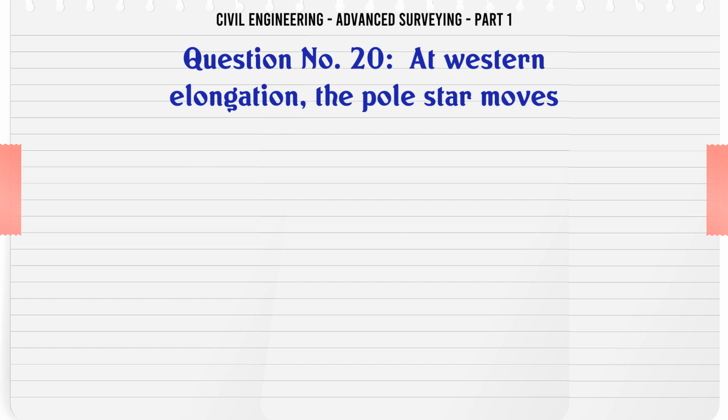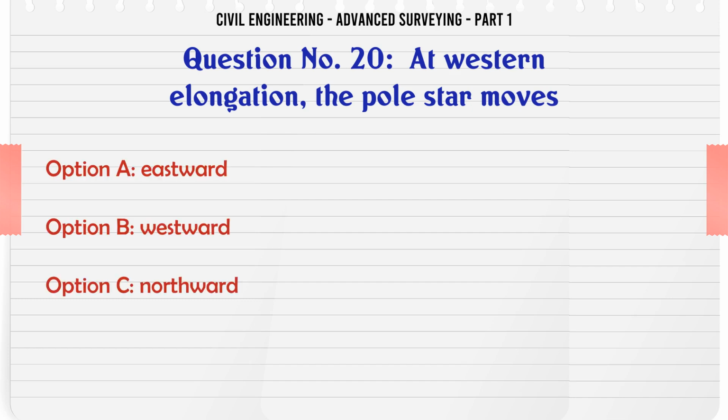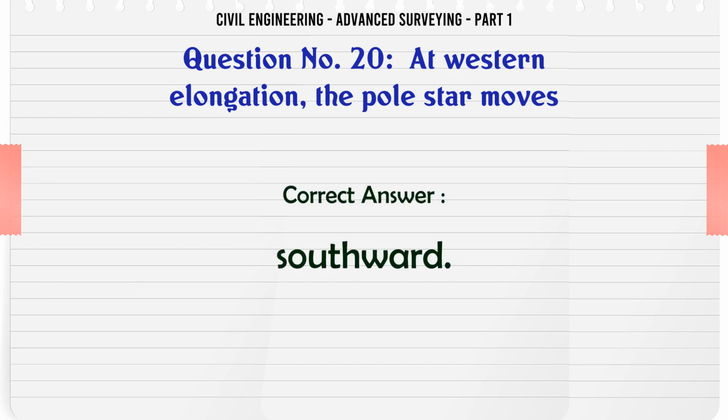At western elongation, the pole star moves A. eastward, B. westward, C. northward, D. southward. The correct answer is southward.